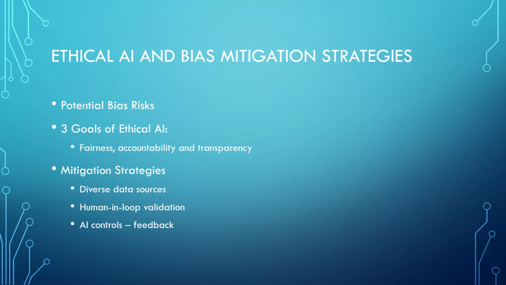There are a number of mitigation strategies for bias. While we are training the AI model, we can use diverse data sources, which can reduce the biases we might introduce. Human-in-the-loop validation is another good way to reduce the bias. And then AI control feedback: we can program something in the AI model itself to self-correct based on the feedback it is receiving from the customer.